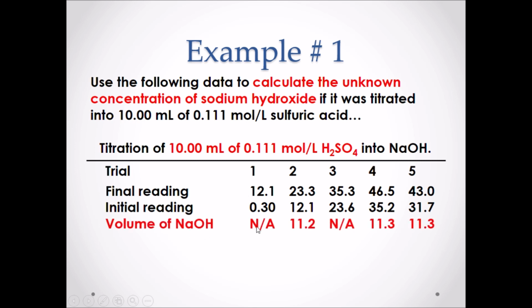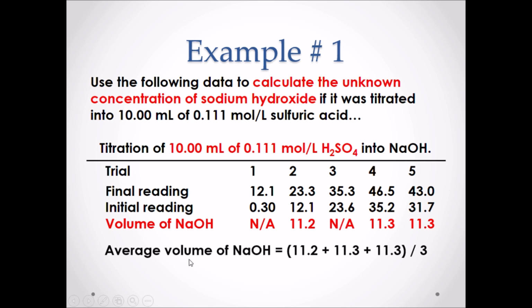These are the volumes added of sodium hydroxide in each trial. Notice how trial 1 and 3 are not used. That is because their value does not fall within the 0.2 milliliter range. To find the average volume of sodium hydroxide, we are going to take the average of 2, 4, and 5, seen here. That will give us an average volume of sodium hydroxide of 11.26 milliliters. Remember, do not round this value yet.